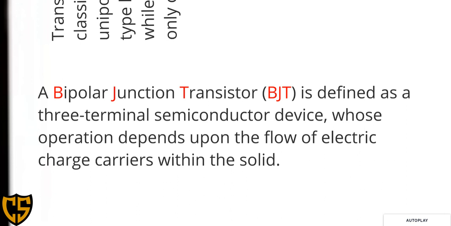The focus of our discussion will be on the BJT or junction transistor, which has junctions in the construction of our circuit. It is bipolar because we are referring to the two polarities we consider: we have holes and we have electrons. It is defined as a three-terminal semiconductor device whose operation depends upon the flow of electric charge carriers within the solid.